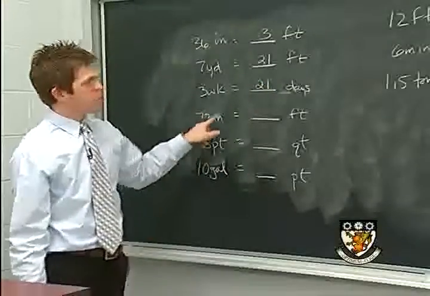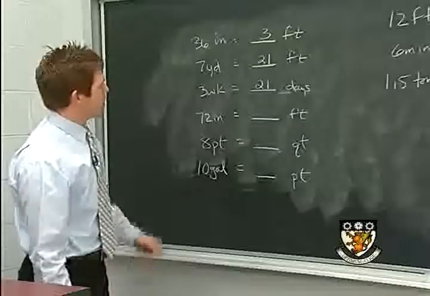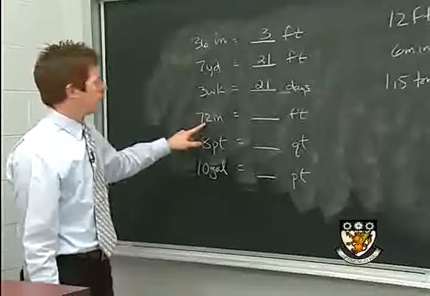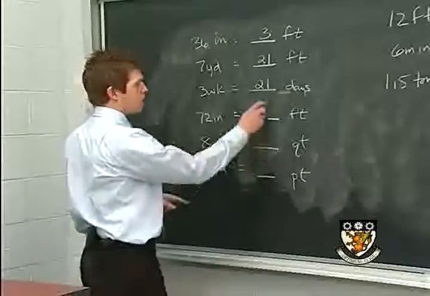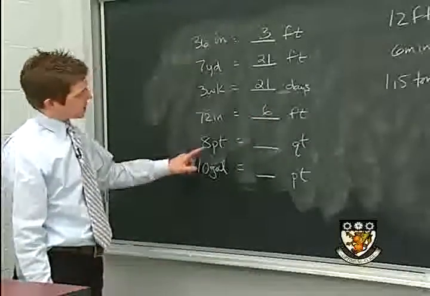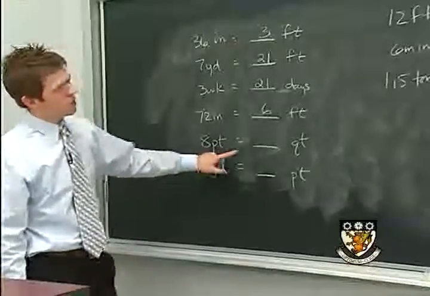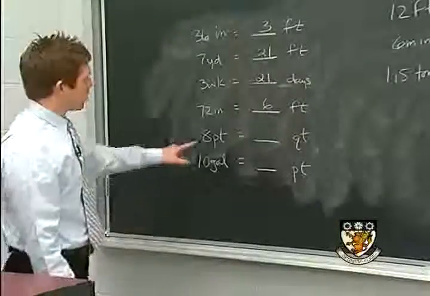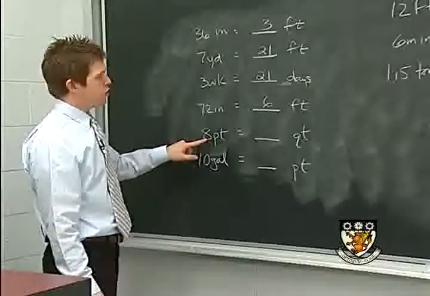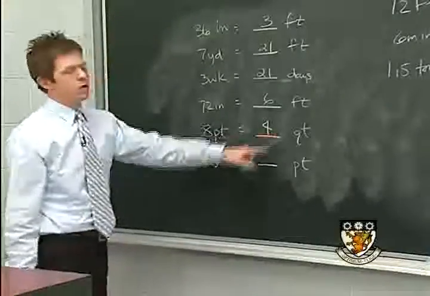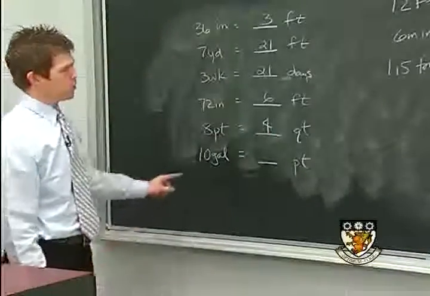Here I'm converting inches to feet again. 12 inches per foot. 12 divides into 72 6 times. So 72 inches is the equivalent of 6 feet. Here I have converting pints to quarts. There are 2 pints for every 1 quart. So if there are 8 pints, 2 divides evenly into 8 4 times. So 8 pints is the equivalent of 4 quarts.